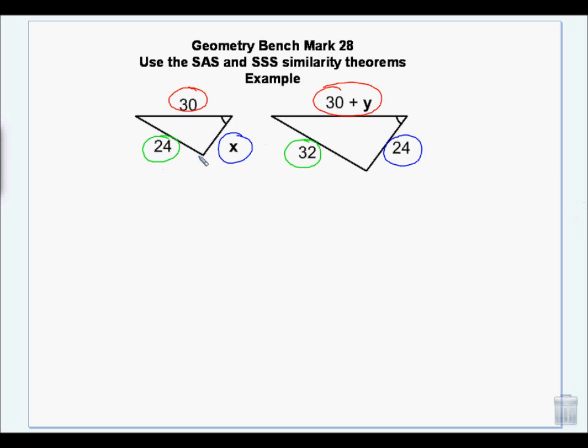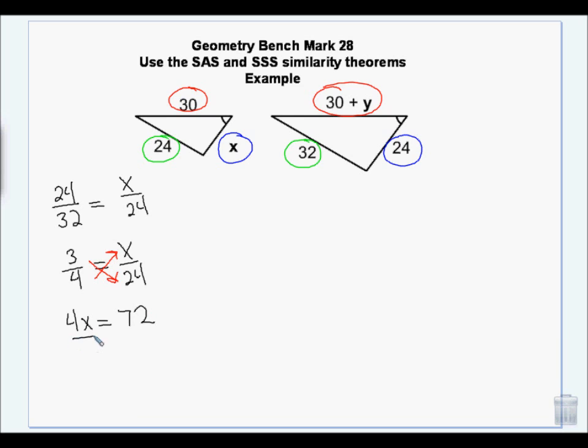I have 24 and 32. So 24 over 32 is equal to x over 24. I'm going to go ahead and reduce 24 and 32 because those will both divide by 8. Cross multiply, and I get 4x is equal to 72. Divide by 4, and x is equal to 18.